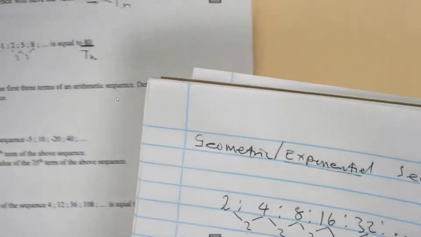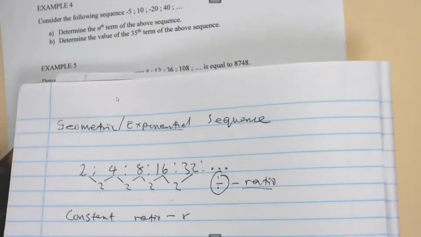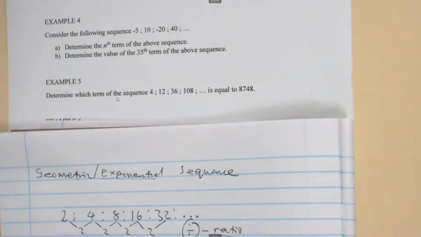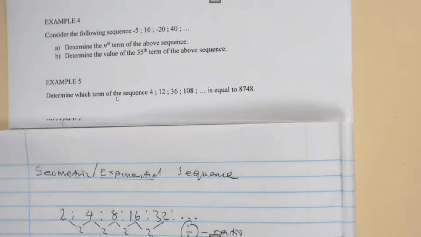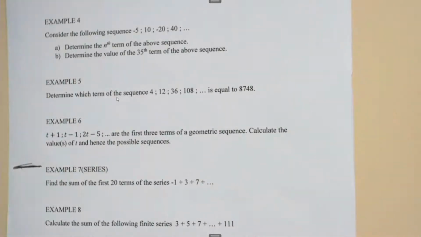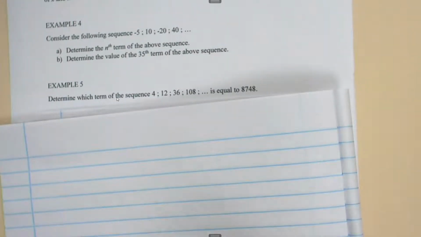The first one that we have there is our example number 4. Example number 4 says, consider the following sequence. The sequence that we have is -5, 10, -20 and 40. We are given the sequence -5, 10, -20 and 40, and we are only told to consider that sequence. Now what type of sequence is this?